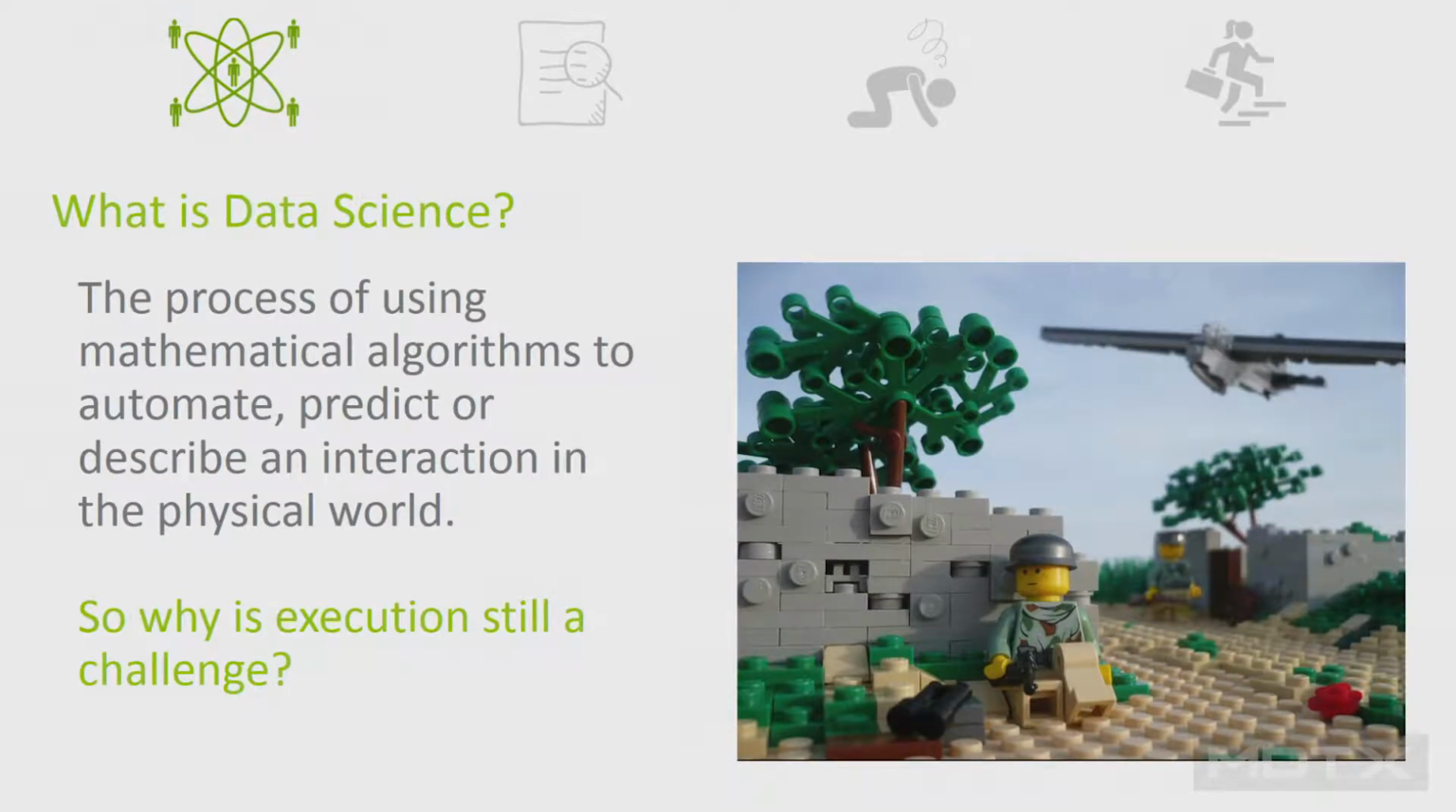What is data science? I define it here as a process of using mathematical algorithms to automate, predict, describe, or control, throw that word in there, an interaction in the physical world.